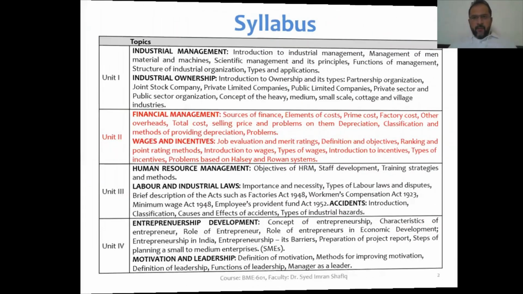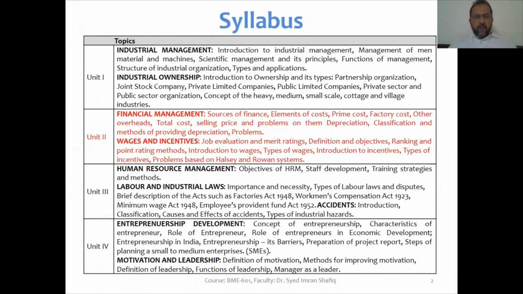If we have a look at the syllabus, we have already completed Unit 1, which comprises of industrial management and industrial ownership. As far as Unit 2 is concerned, it's divided into two parts. The first part is related with the financial management, and the second part is related with the wages and the incentives.